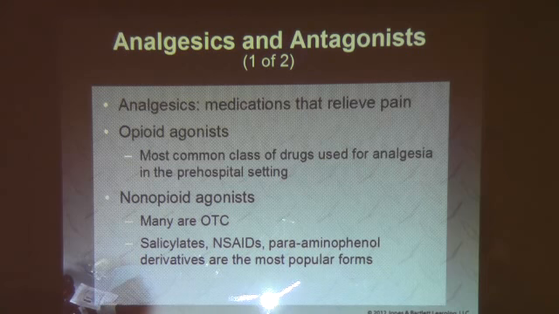Non-opioid agonists are available, many of them as over-the-counter drugs. Many have antipyretic properties as well, meaning they can reduce the patient's fever. All of them inhibit the production of prostaglandins by blocking an enzyme called cyclooxygenase, or COX, to produce their effects. Three forms are particularly popular: salicylates, such as aspirin; NSAIDs, non-steroidal anti-inflammatory drugs, such as ibuprofen; and para-aminophenol derivatives, such as acetaminophen or Tylenol.